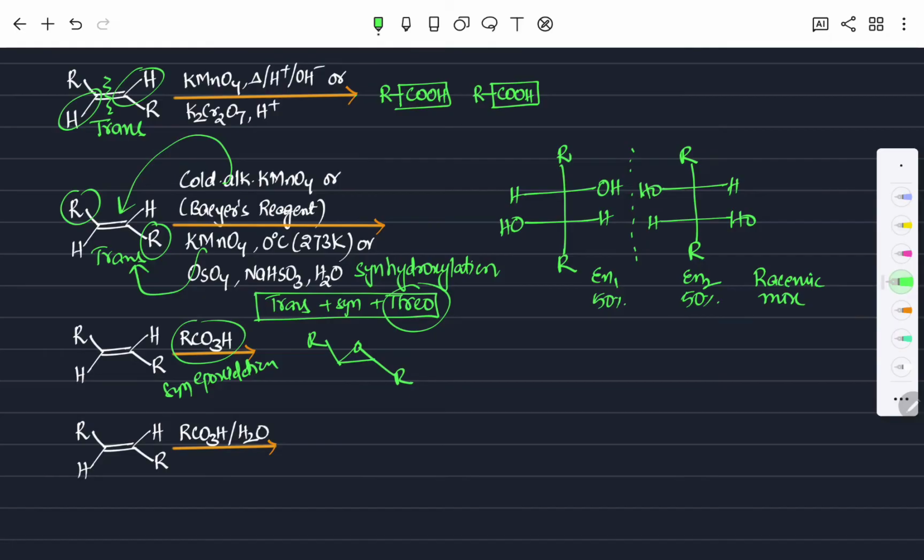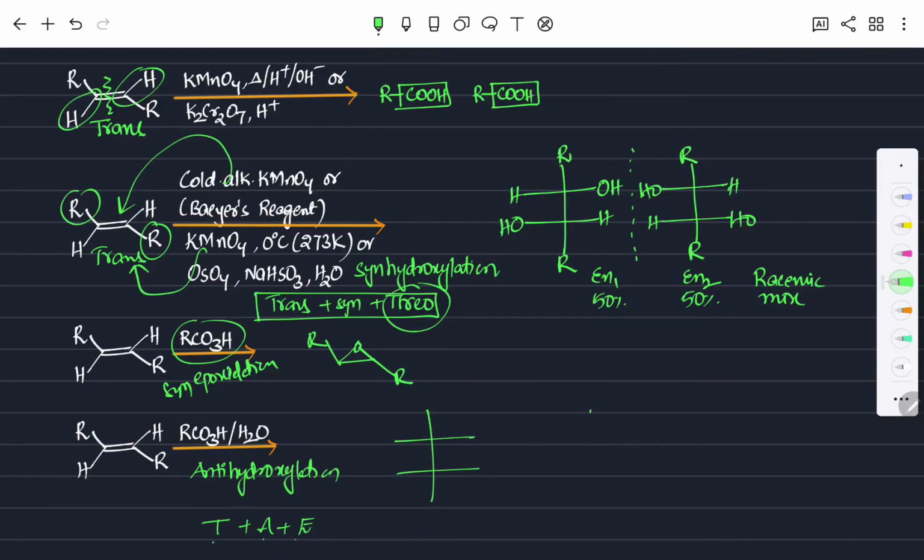We get the corresponding epoxide. Trans alkene treated with peroxy acid and water. This is an example of anti-hydroxylation. Trans compound, anti-hydroxylation, erythro type of compound.